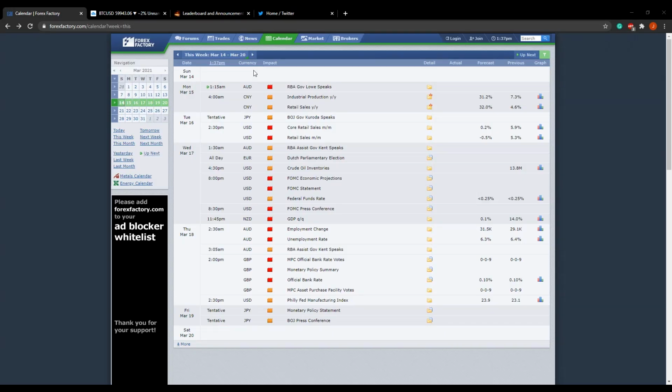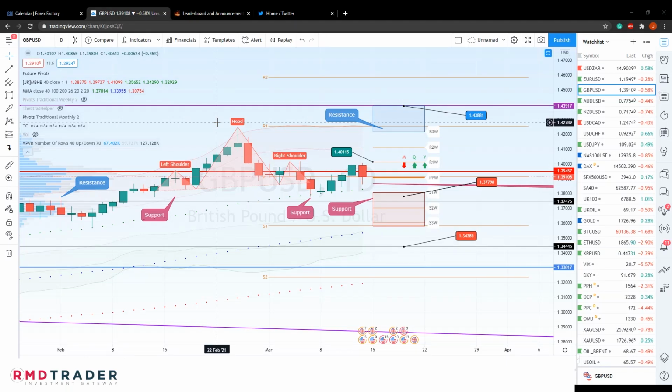Here with a brief overview of your economic calendar for the week. As you can see, there's quite a busy week ahead with many medium and high impact news events. So please take note of those times and trade smart.